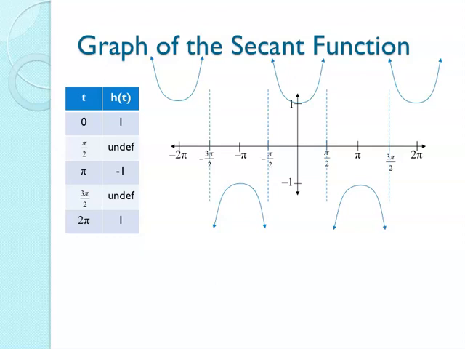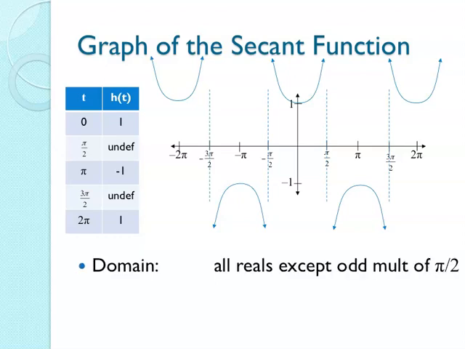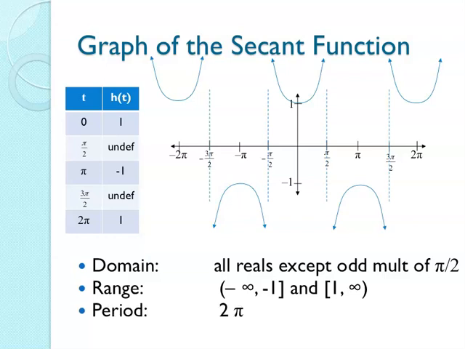All right, so the domain is going to be all real numbers except for odd multiples of pi over 2. That's where we have vertical asymptotes. We have the range going from -infinity to -1, and then 1 to infinity. Again, notice that in between there's a gap, so we are excluding the numbers between -1 and 1. The period is the same as the period for the cosine function, which is 2 pi. And the secant function does have symmetry with respect to the y-axis, so this is an even function.